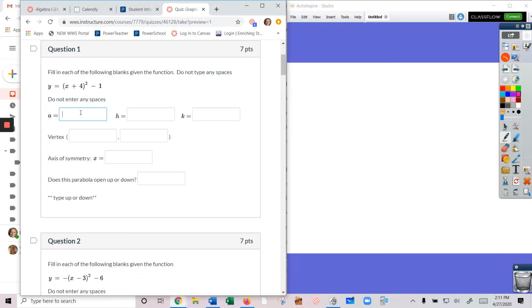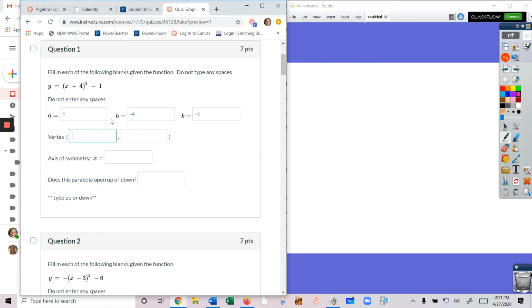So going through here, our A value is always what is in front of the parentheses. So our A value here should be 1. Our H value is what is inside of the parentheses, and remember, we take the opposite sign. So it looks like a +4, we're going to put in a -4. And our K value is what's over here on the end, and that sign stays the same. So we have a K value of -1.